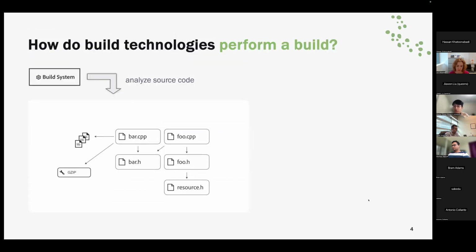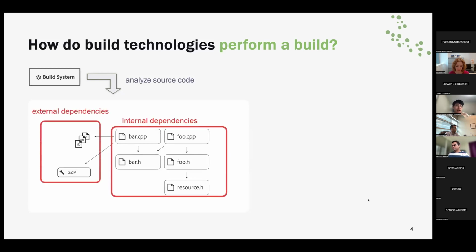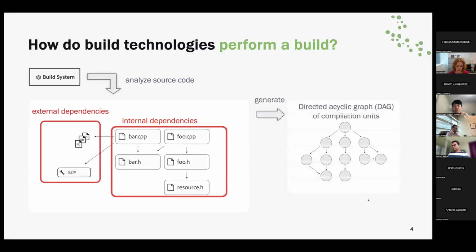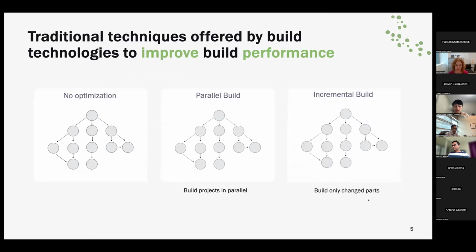To understand that, we first need to understand how build technology performs a build. During the build process, the build systems analyze the internal and external dependencies of the projects, then generate a DAG of compilation units, where each unit represents a compilation task. According to the DAG, the build system determines how to carry out the build. Traditionally, there are two major techniques that are offered by build technologies to improve build performance. The first one is parallel build. The second one is incremental build.